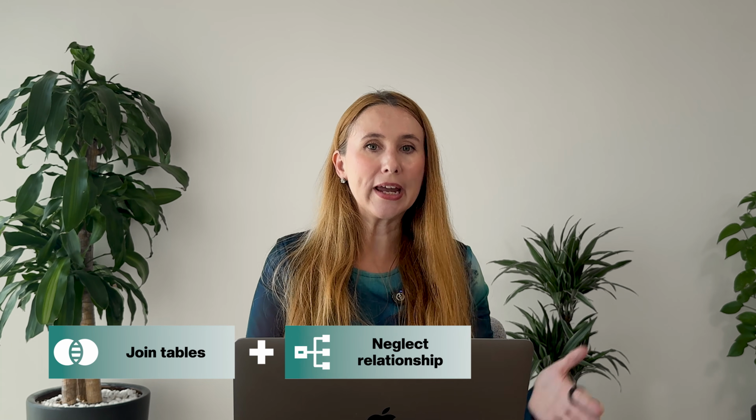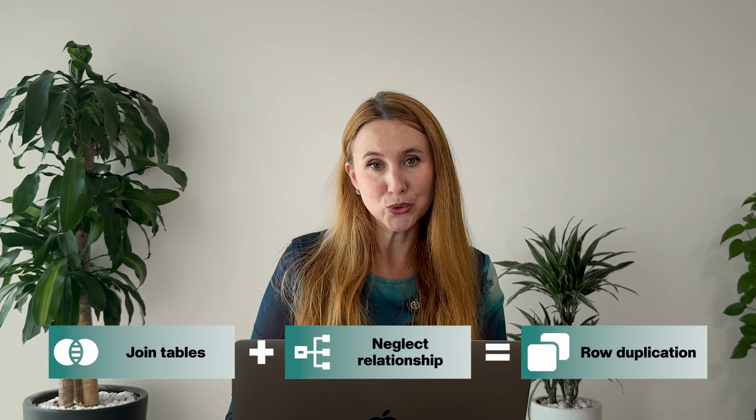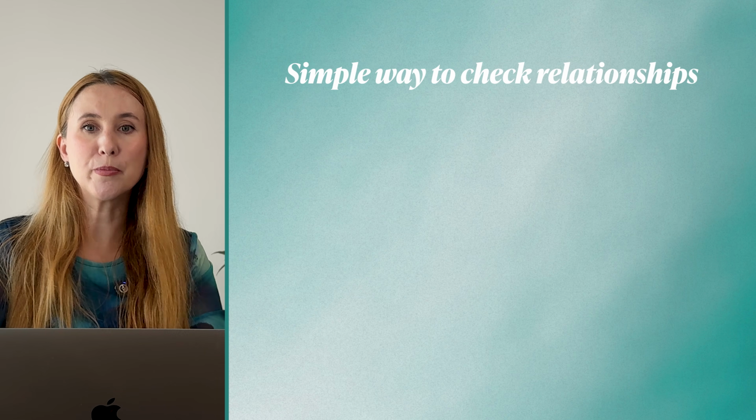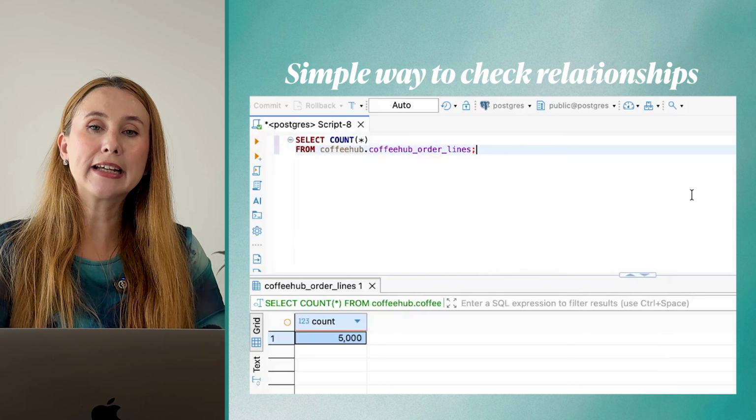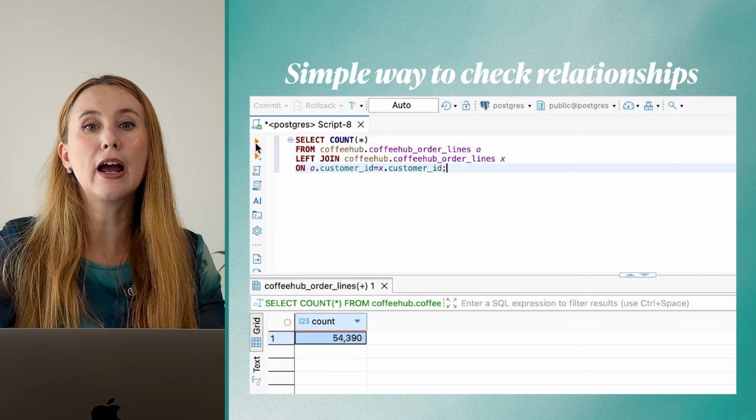If you join two tables without knowing which way the relationship goes, you don't get an error, you get row duplicates. Here is a simple check before you trust any join. Run count star on your base table on its own, then run it again after the join.